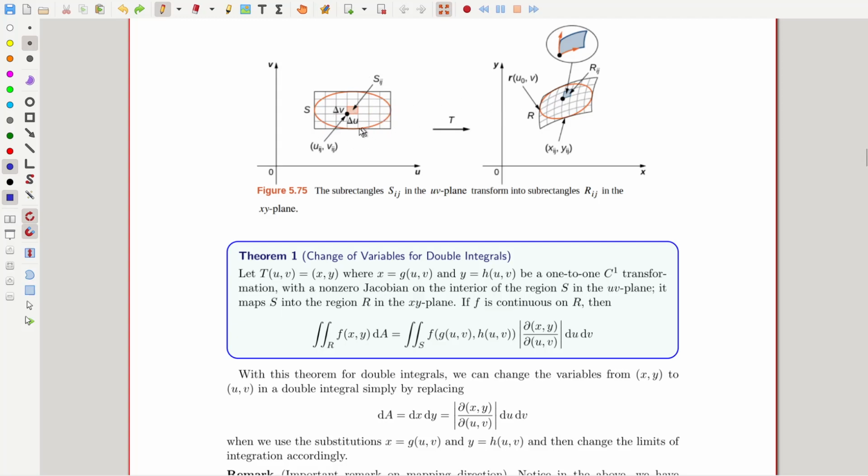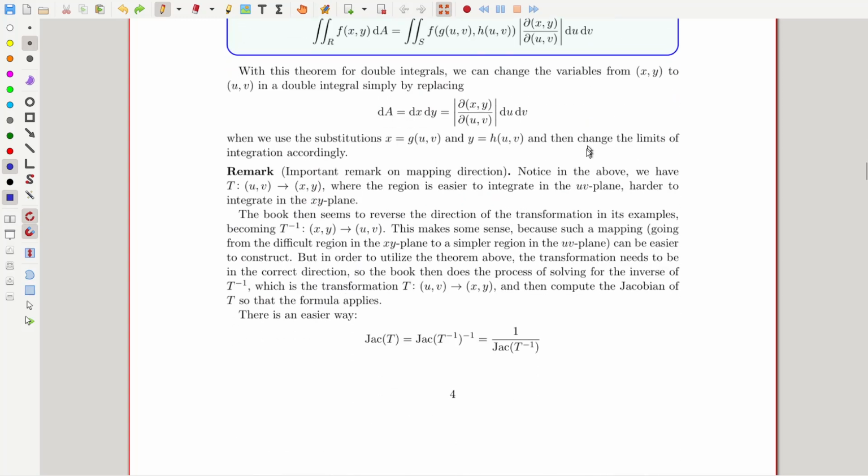But the map that we have is this map T going from UV to XY. Okay, that is our setup. Now, what the book seems to do in its examples, and this also shows up in the homework exercises, is that it defines the transformation the other way around.